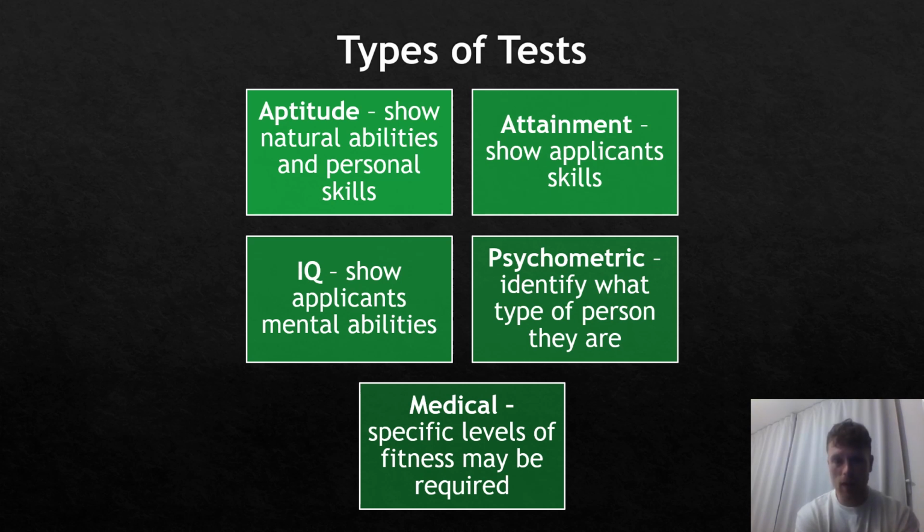So another one is attainment, so a simple educational test that's provided for them. IQ, show applicants' mental abilities. Psychometric, so identifying what type of person they are. Are they going to fit in with our organisation? Are they the right person that we are looking for?